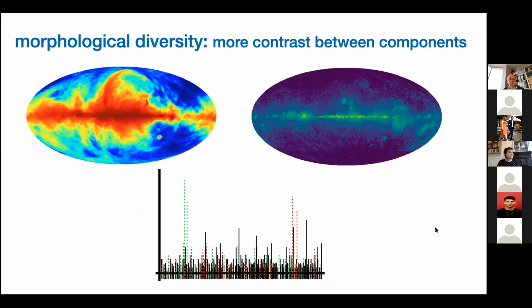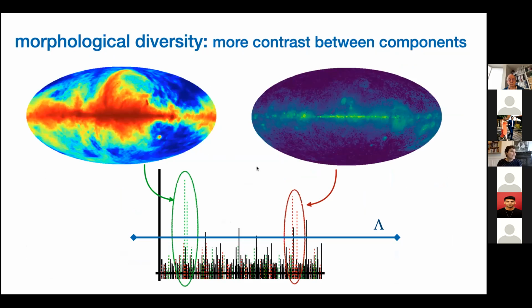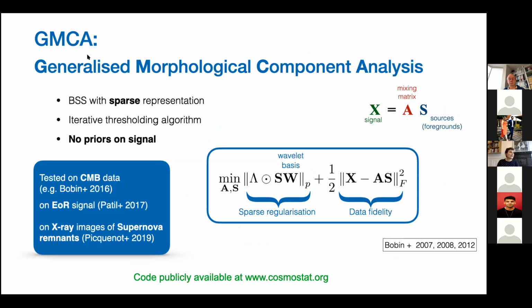So basically, the idea is that different sources will have different coefficients in this domain, and it will be easier to disentangle in this way. And of course, it's not just a few coefficients with everything else zero. We have some sparsity threshold, which is not defined a priori, because we can define it by looking at the absolute deviation, for instance, of the coefficients. And this is how GMCA is built, so generalized morphological component analysis.